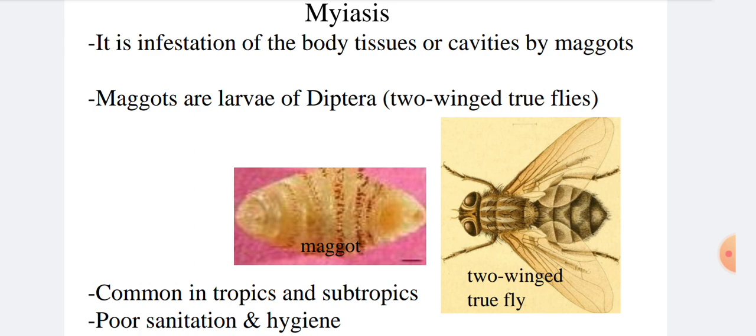Maggots are common in tropics and subtropics. They are associated with poor sanitation and poor hygiene.